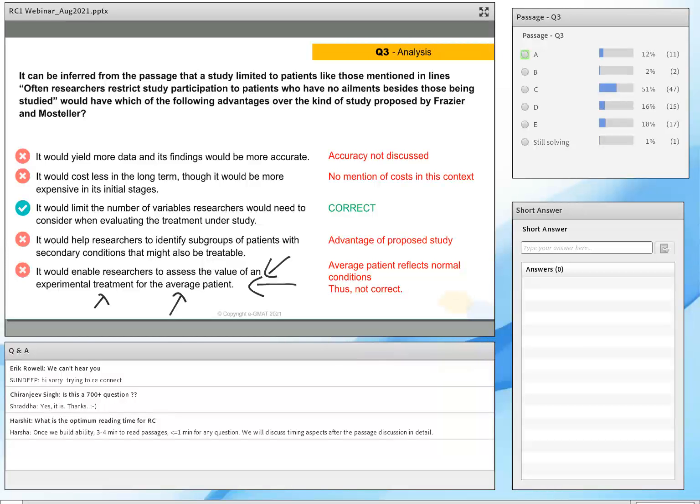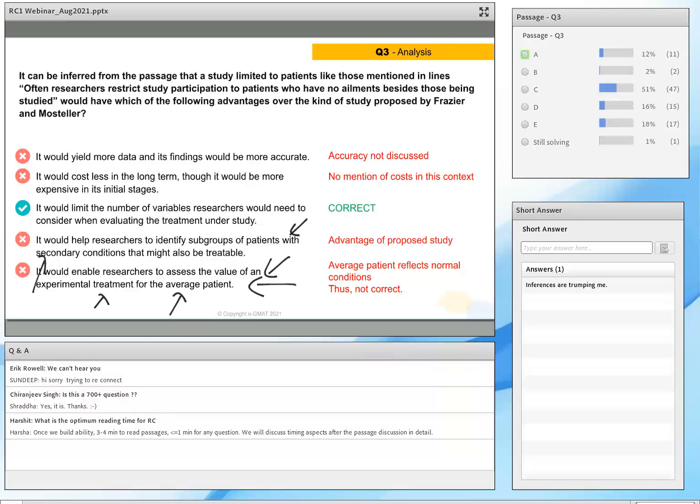It would help researchers to identify subgroups of patients with secondary conditions that might also be treatable. Now, this is the advantage. This is the advantage of F&M's proposal. If F&M's way of clinical trial is done, that's when this advantage will come out.